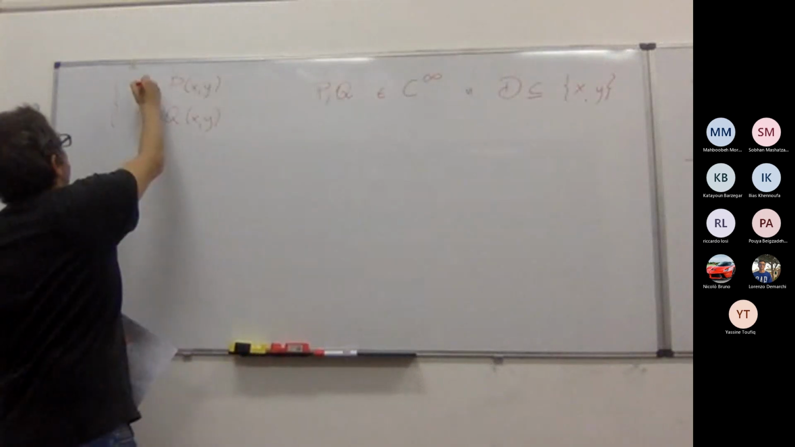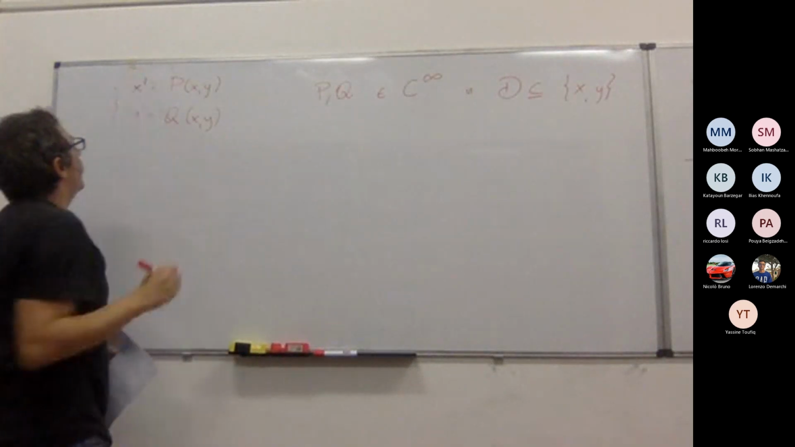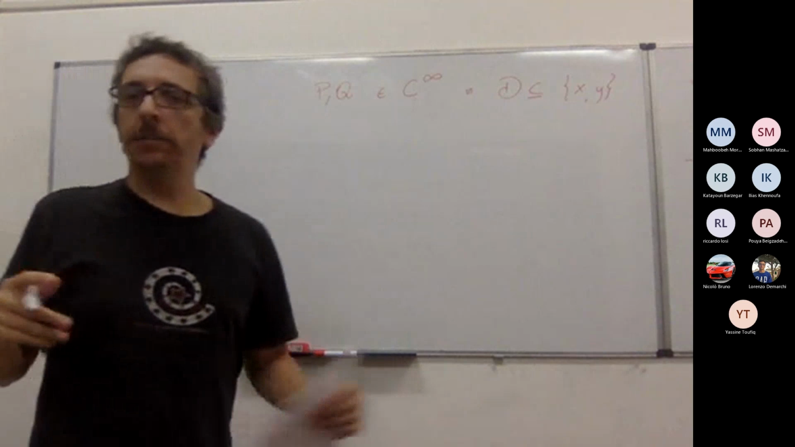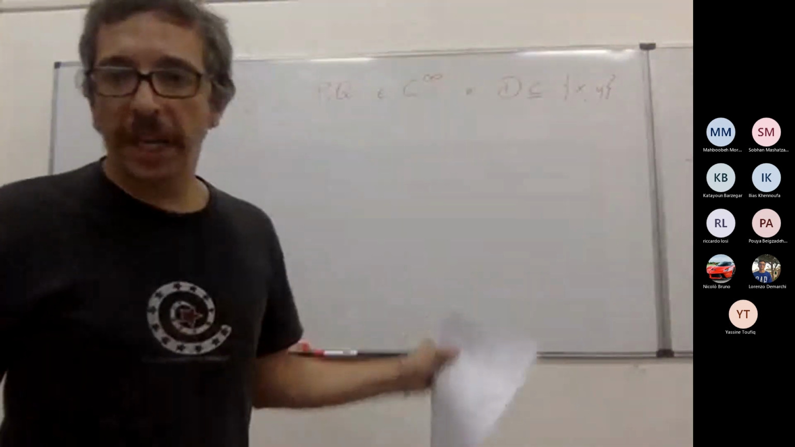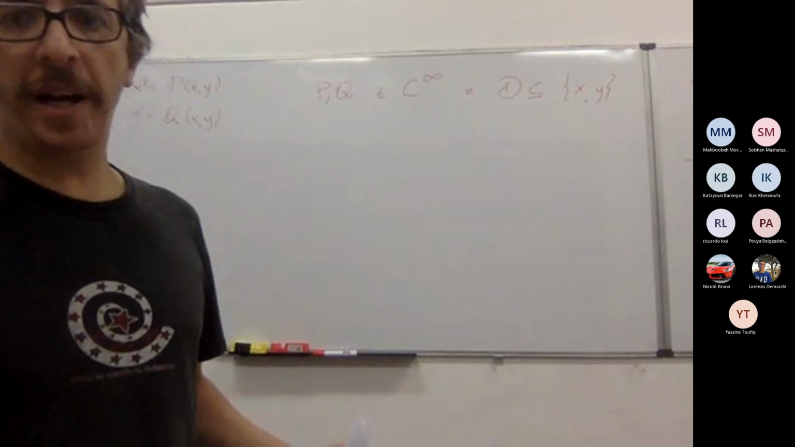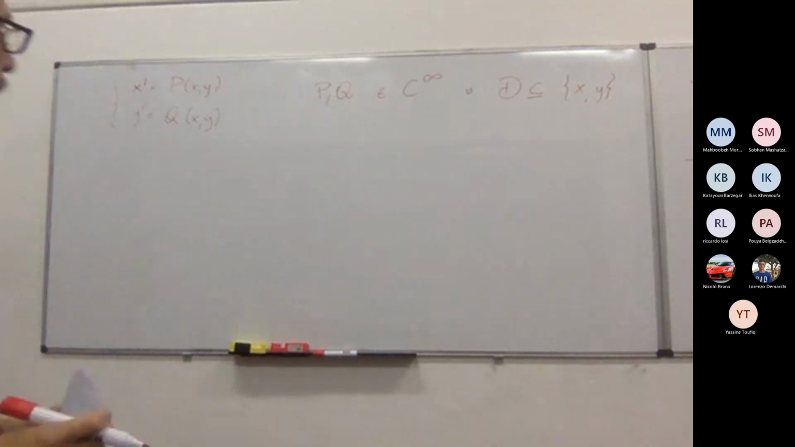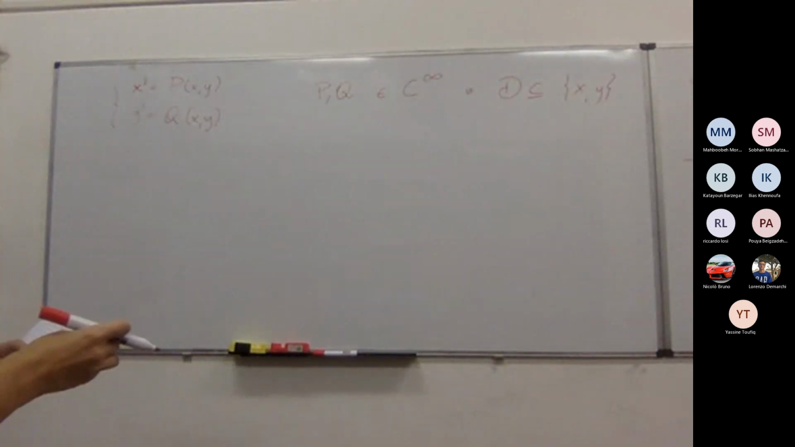Here, prime denotes a derivative, for example, with respect to another variable that we take to be the time. So the prime is the derivative with respect to time.